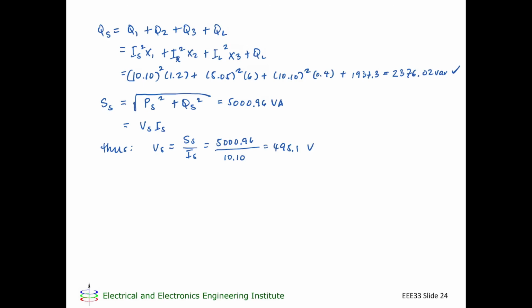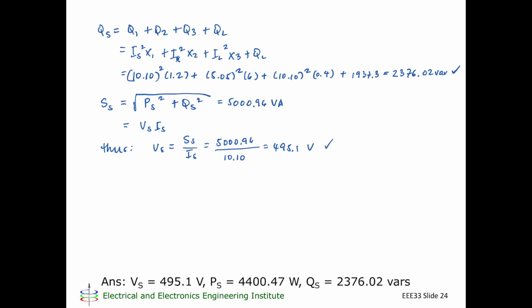So those are my answers. Again, consistent. So the method does not require any complex math, but the method is only good for getting RMS values. It does not give us phasor values. What if I wanted to get the phasor value of V sub s? Well, I should be able to get the phasor value of V sub s.